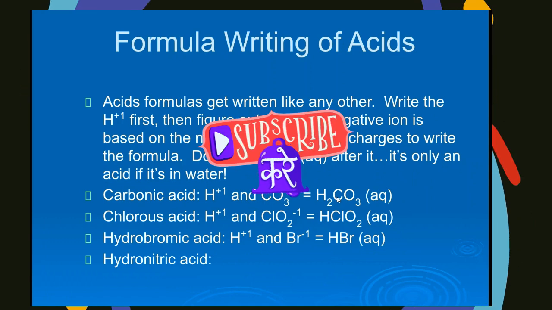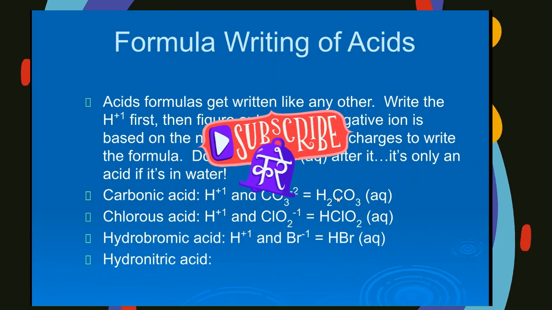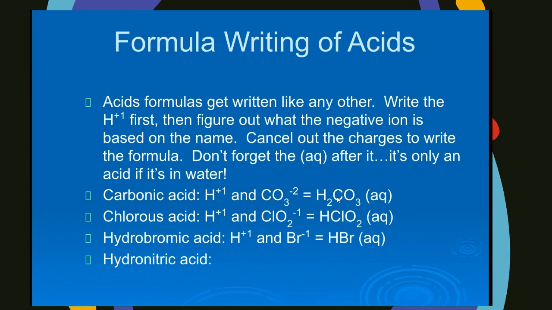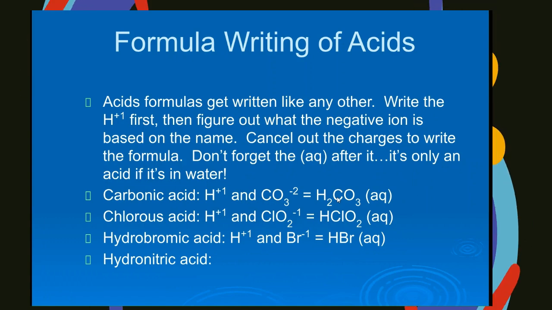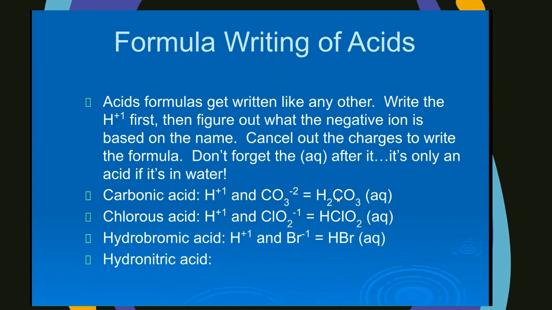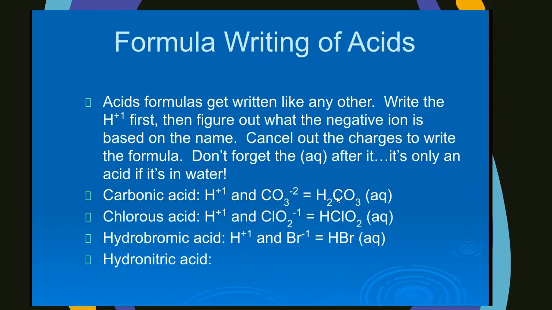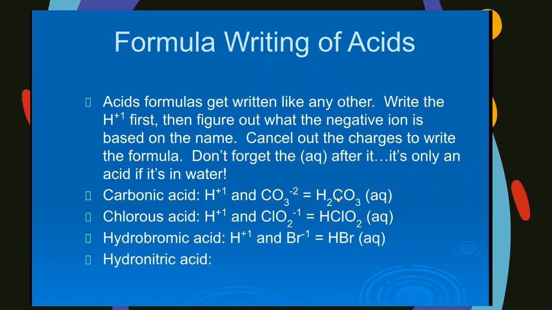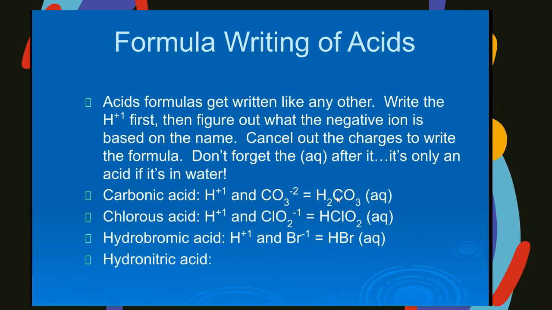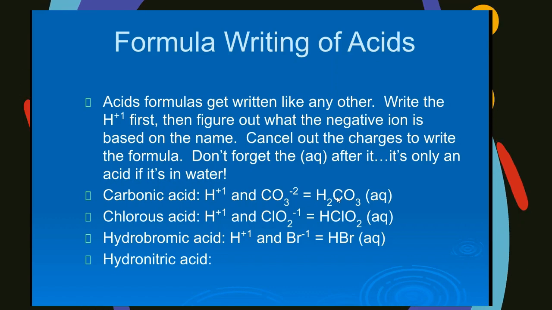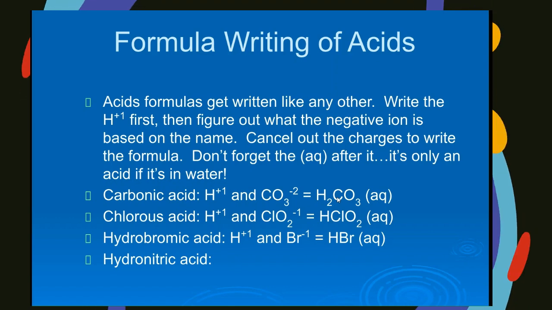Now carbonic acid has H plus 1 and CO3 minus 2, so you write H2CO3. The minus 2 represents how many H plus ions are present in the acid. Chlorous acid, H plus 1 and ClO2 minus 1, means only one H, so we write HClO2 aqueous. Hydrobromic acid, H plus 1 and Br minus 1, is HBr aqueous. So what will be the formula for hydronitric acid? How many H plus and how many nitride ions?